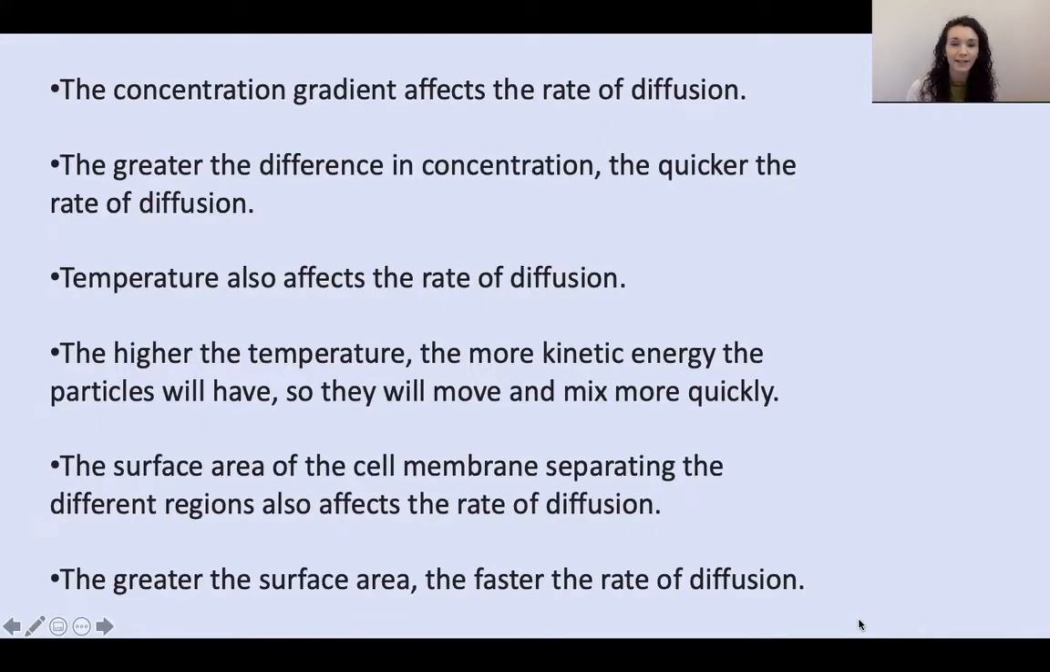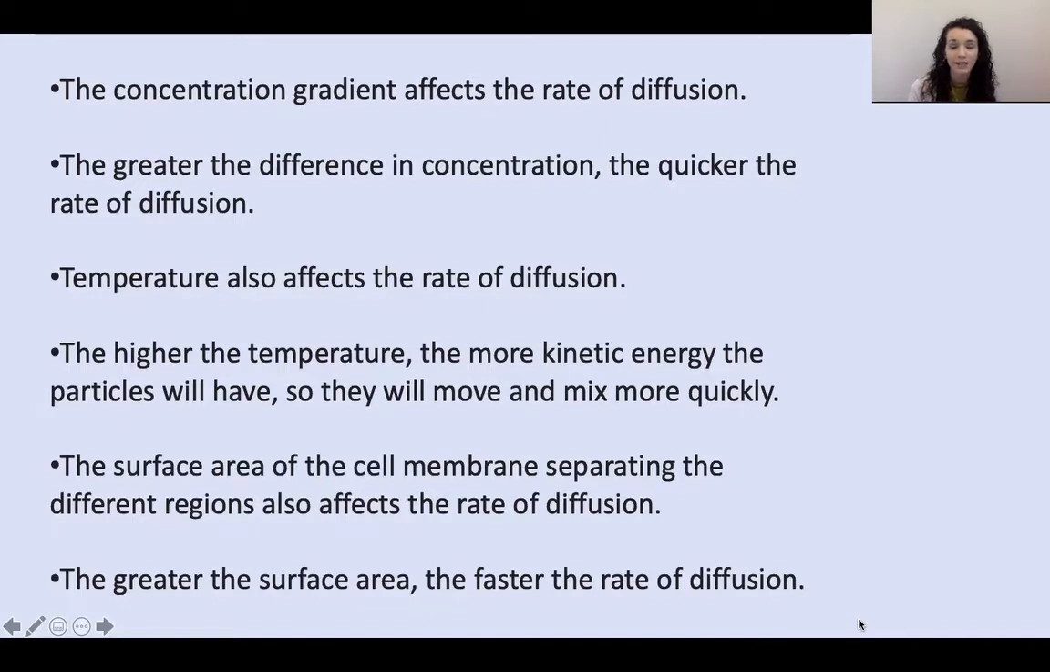The second factor is temperature. Temperature also affects rate of diffusion. The higher the temperature, the more kinetic energy particles will have, and so they will move faster and more quickly. So diffusion is going to happen at a greater rate.